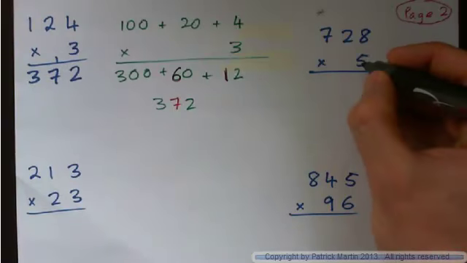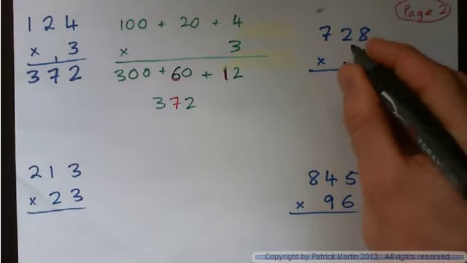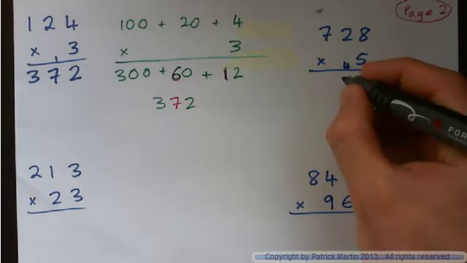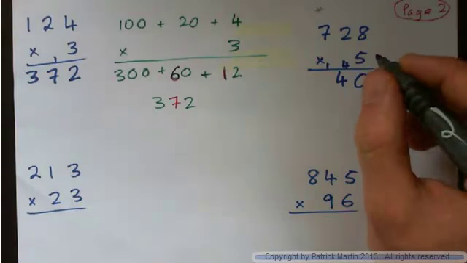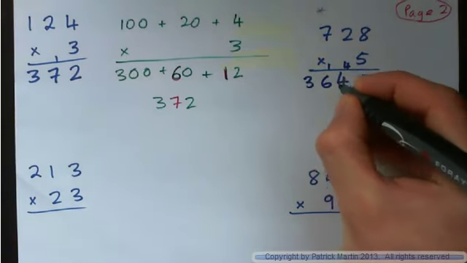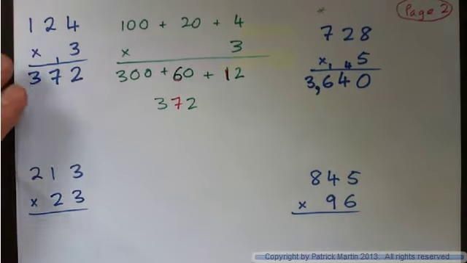728 times 5. 5 times 8, 40. Put down 0, carry 4. 5 times 2 is 10. 10 and 4, 14. Carry 1. 5 times 7, 35. 35 and 1, 36. So 3,640. Now let's try this guy.